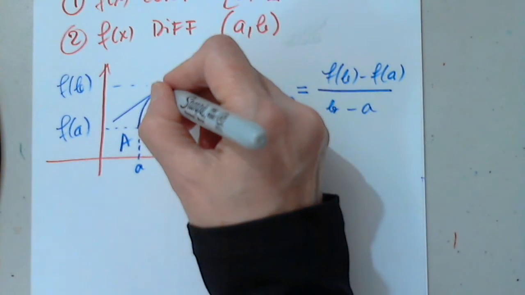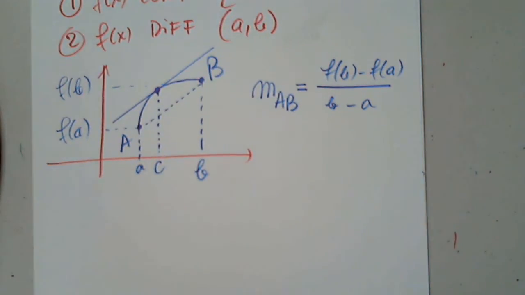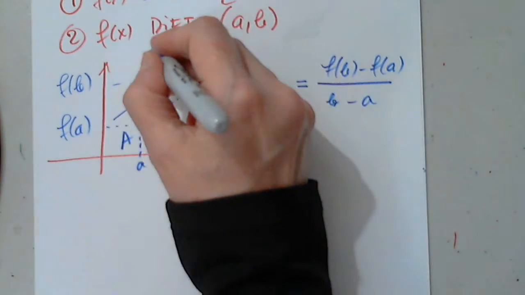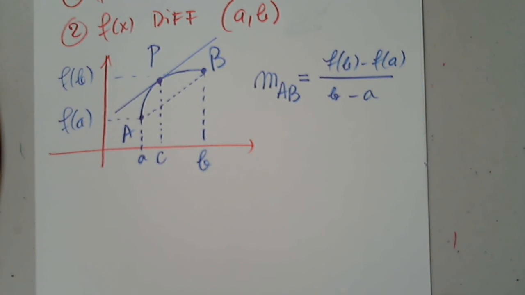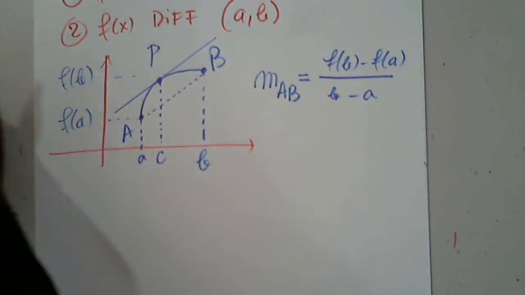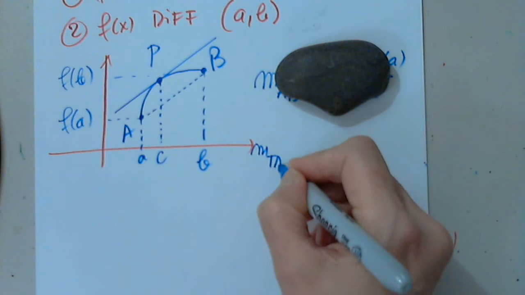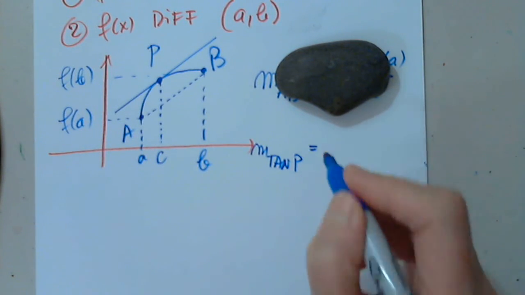So, of course, this will be our famous point. I'm going to call it P if you want, with x coordinate C. Now, forget about this for a moment. Can you please tell me the slope of the tangent at P?